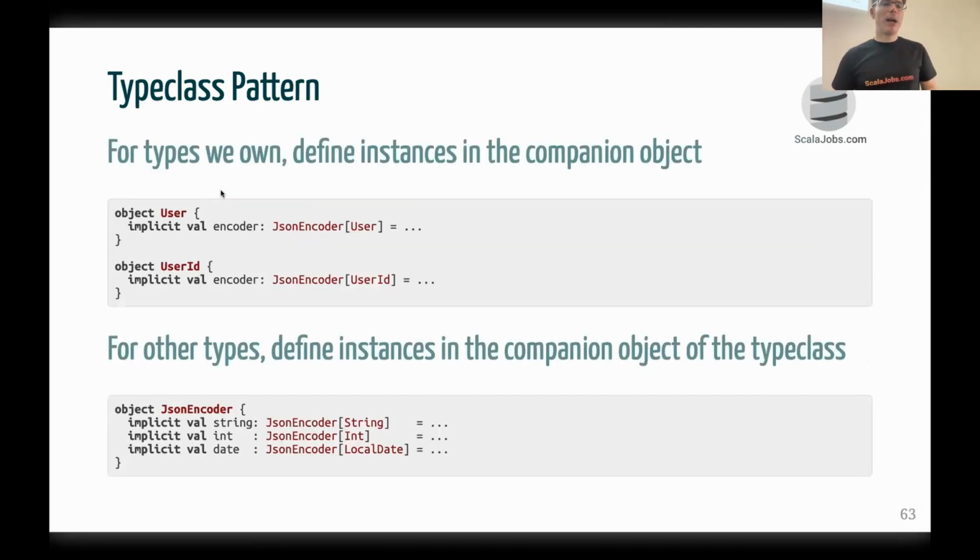And to summarize, when you have a case class that you own, this is part of your application, you define the implicit in the companion object of your class. If it's a type that you don't control, like an int, a string, a local date, you define it in the companion object of the type class. That's the pattern generally.